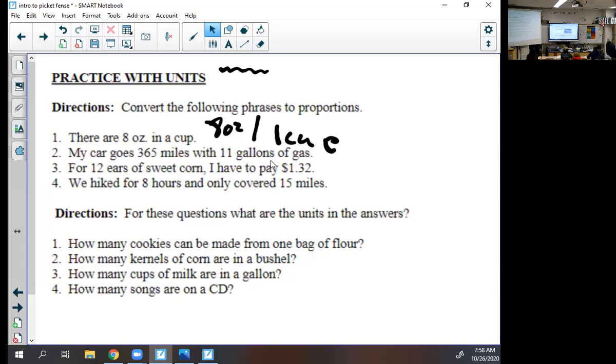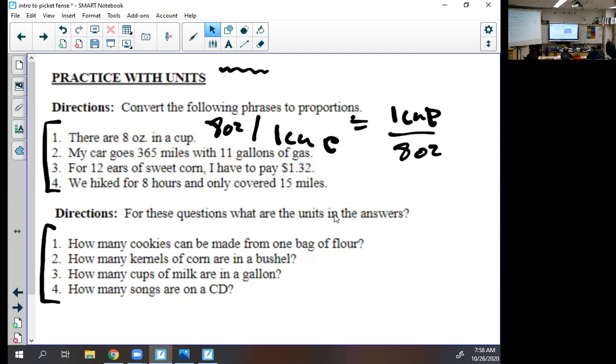Okay, 8 ounces per 1 cup. Remember, it's okay if you write 1 cup per 8 ounces. You okay with that? Did you already do all 4 of these? Okay, bottom 4, not too hard. For these, we just want to know what the units would be of the answer, and they're kind of weird. The unit here, how many cookies can be made from 1 bag? So it's cookies per 1 bag. If you just put bag, it's fine. You don't have to have the number 1.